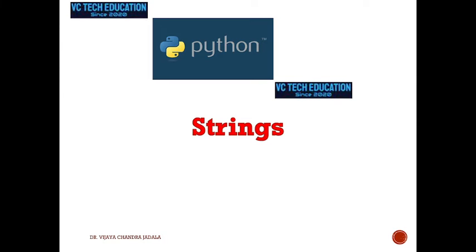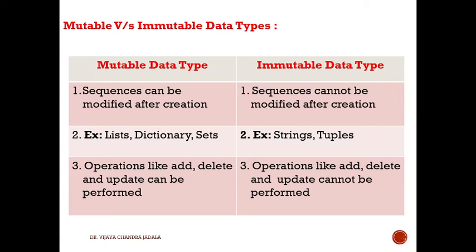The plus sign in a string is considered the concatenation operator, and the asterisk is the repetition operator. We are going to discuss different concepts related to strings today: mutable versus immutable data types. Before discussing strings, which are immutable data types, we are going to discuss what types of data types are mutable and immutable.